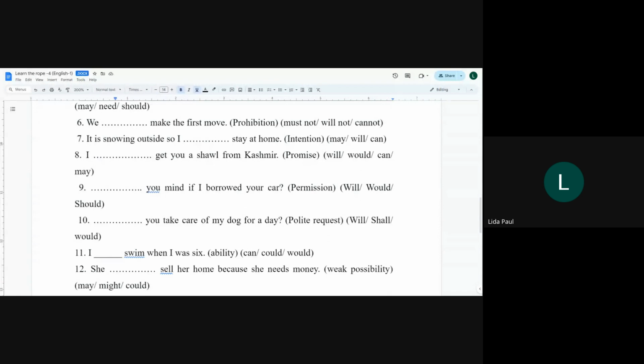Okay. Ninth one. This one is important. Dash you mind if I borrowed your car? Will, would, should. Would. Would, because it's a hypothetical situation.